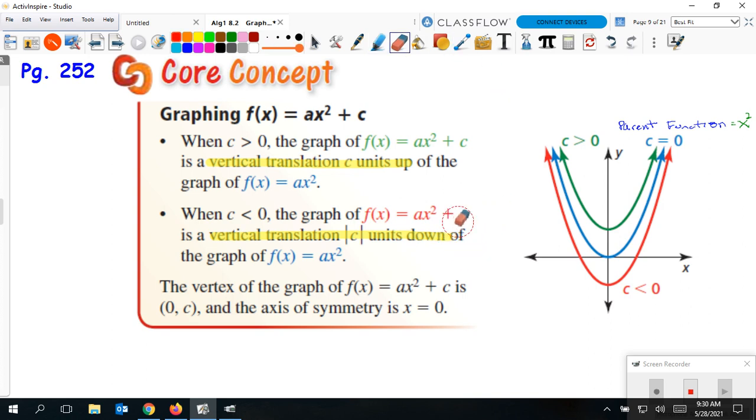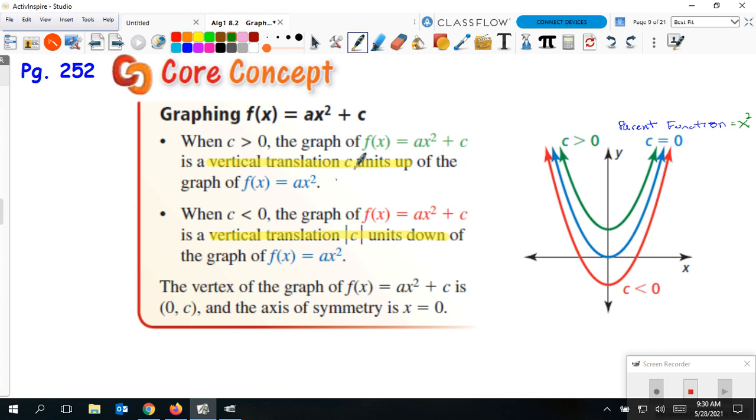So you can highlight those things right there. That's what we're going to say for this. And it's the absolute value of c, so it doesn't matter if this is a negative, you're just going to say the number. You're not going to say a negative c units or something like that. It's just whatever the c is.